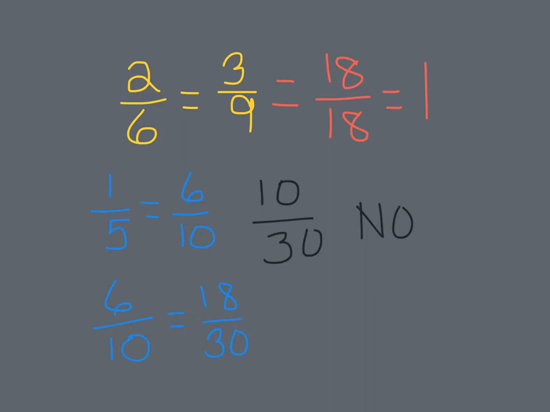So our first one would be 6 times 30, and that would equal 180. And then 10 times 18 equals 180. And yep, that reduces down to 1. So that would be a proportion. So yes, that's a proportion.